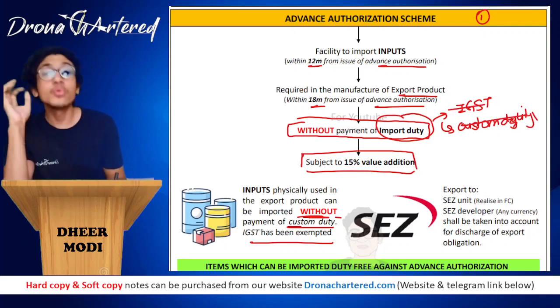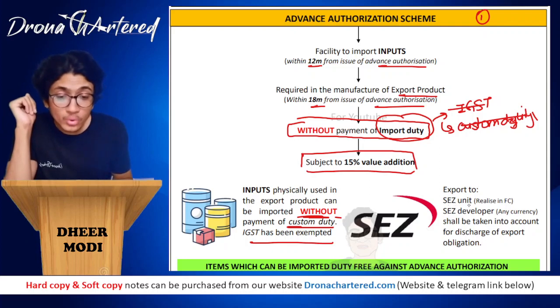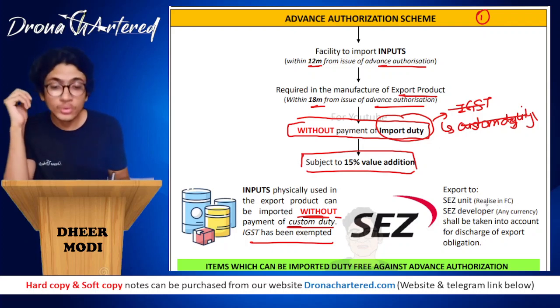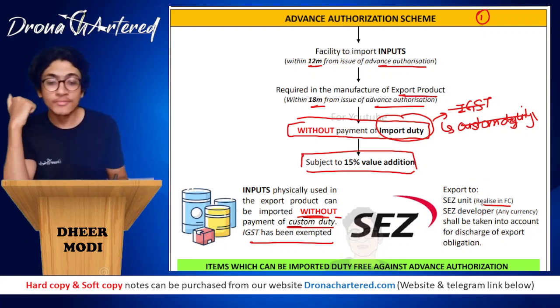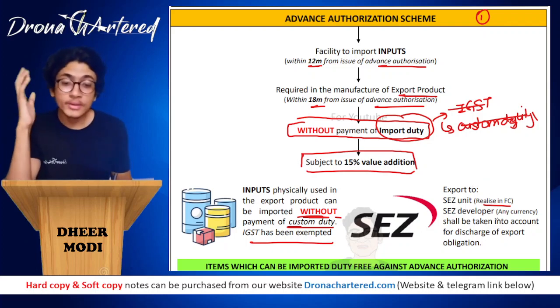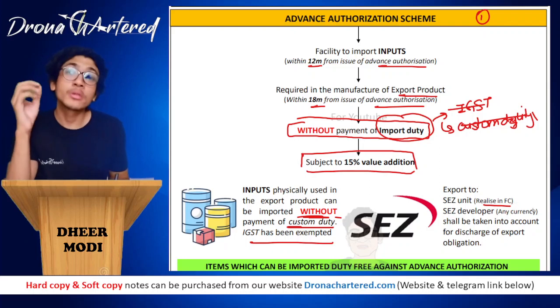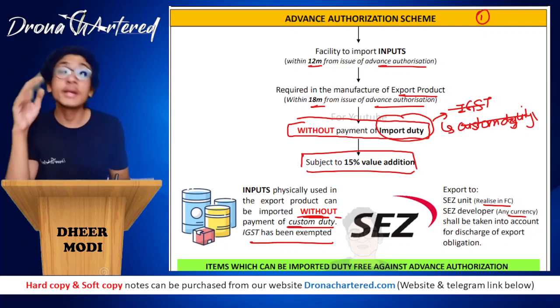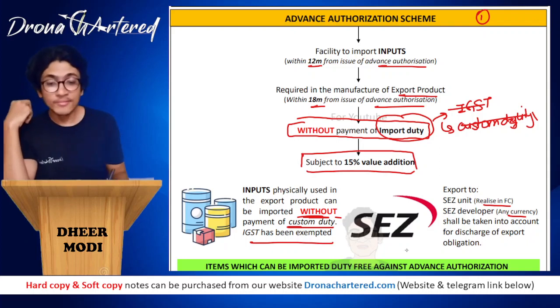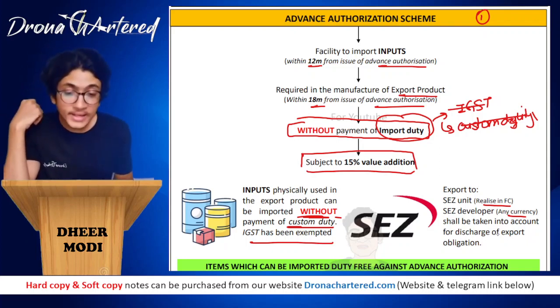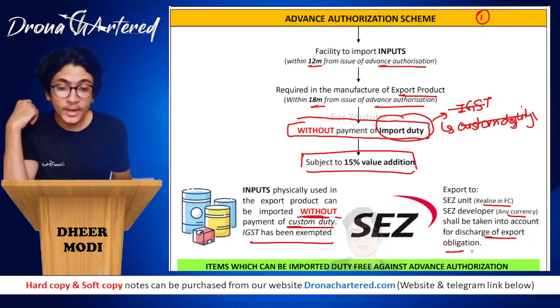None of these you have to pay. Okay, so this is the point that you have to remember. Any export to SEZ unit. So if the SEZ unit, you receive the money in your foreign currency, that means you realize it in foreign currency. So any export to SEZ unit or SEZ developer. In case of SEZ developer, it can be any currency, but what you have to remember, in case of SEZ unit, it has to be realized in foreign currency. So shall be taken into account for discharge of export obligations.